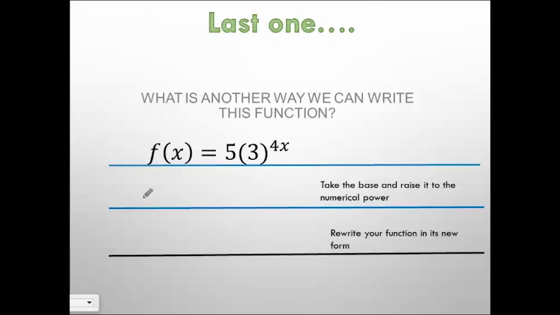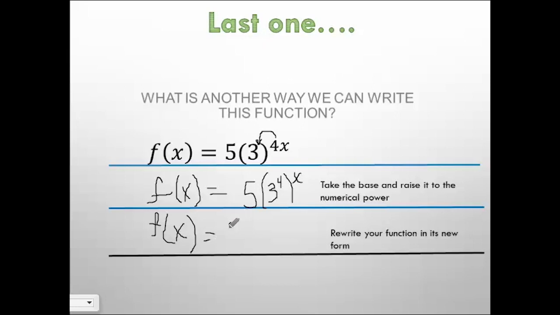Okay, last one. So we have f of x equals 5, and we're going to do 3 to the power of 4, raised to the power of x. So we're going to have f of x equals 5. 3 times 3 is 9. 9 times 3 is 27. 27 times 3 is 81. So 5 times 81 to the power of x.